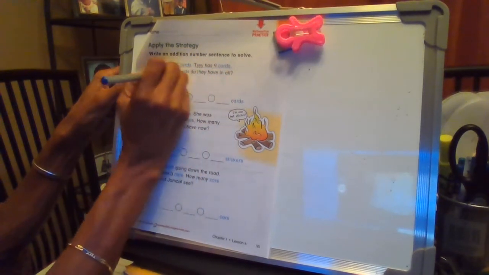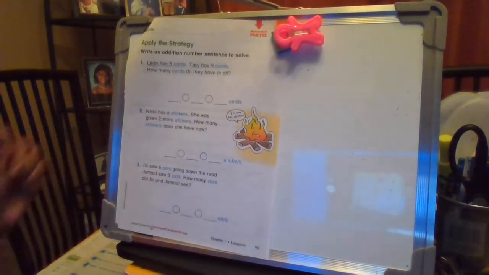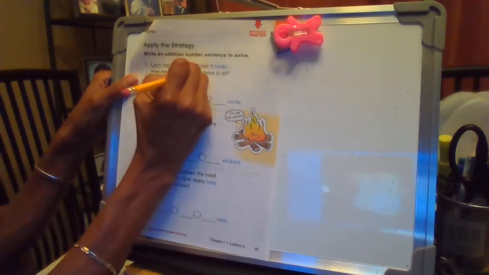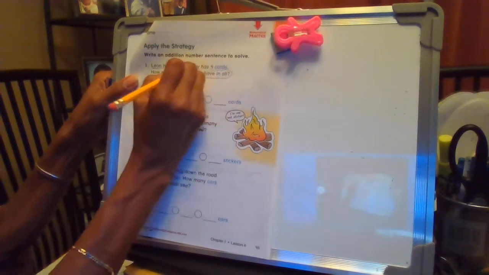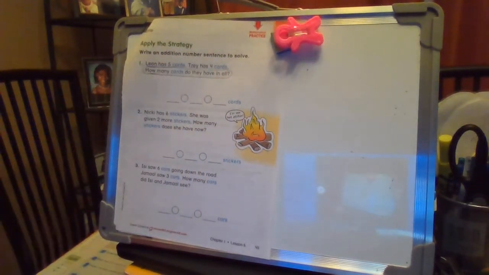And you know what? It's time for me a new pen. I'm going to use my pencil. Hopefully you can see it. Okay, so I'm circling that. Now I would like to use some counters to act out the story.